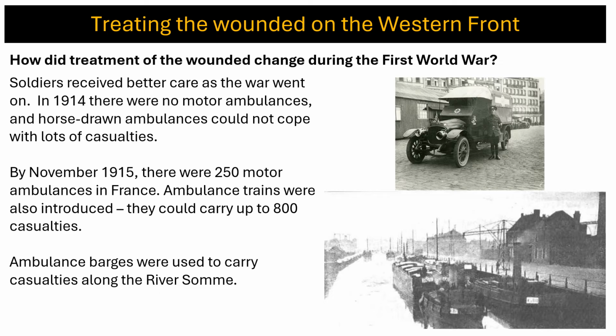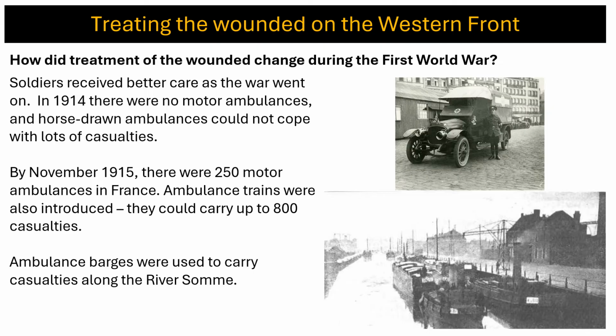Okay, so how did the treatment of the wounded change during the First World War? Well, soldiers generally received better care as the war went on, and that's not a surprise. People got more experience in how to deal with the wounds, and the systems got a lot more sophisticated. In 1914, there were no motor ambulances, and horse-drawn ambulances could not cope with lots of casualties. But by November 1915, there were 250 motor ambulances in France.